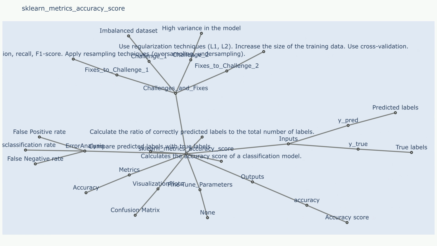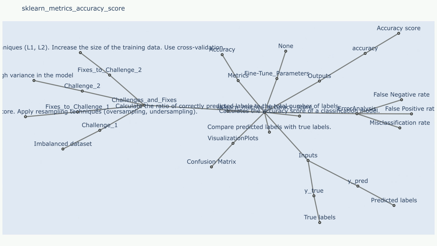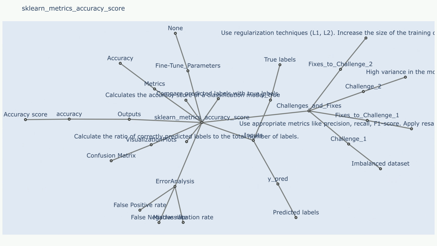Challenge 2: mismatched data sizes. If the sizes of the true labels y_true and predicted labels y_pred do not match, the function will raise an error. Sample use case that resulted in challenge 2: y_true has 100 instances, while y_pred has 101 instances. Fixes to challenge 2: ensure that the sizes of the true and predicted labels are equal before calling the function. You can use data manipulation techniques like padding or truncation to align the sizes.